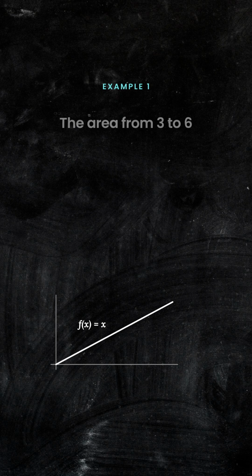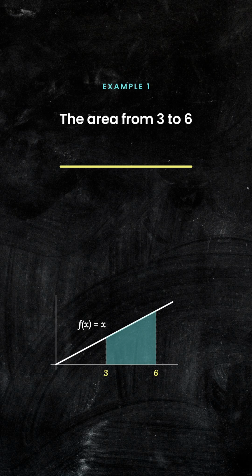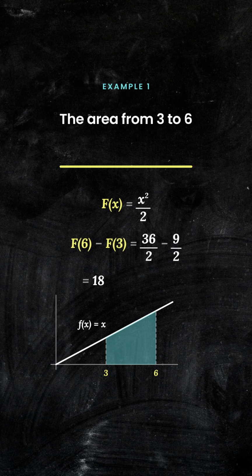If we have f(x) = x, this is its graph here. Now we want to get its integral from 3 to 6. We want to get this area. First we find capital F, which is x squared over 2. Then we substitute the 6 into this capital F. We put the 6 here. 36 over 2 is 18. Minus, we substitute the 3, which is 9 over 2. This result, 4.5, comes out, and it's the area from here to here.